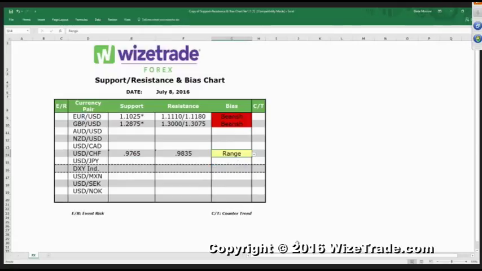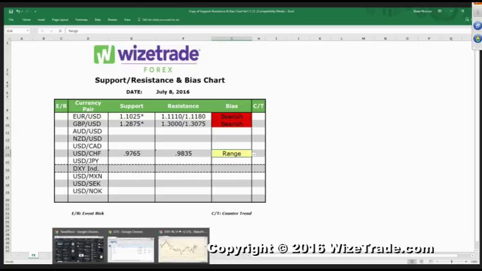We are in a range here in this. Okay. Dollar Swiss.